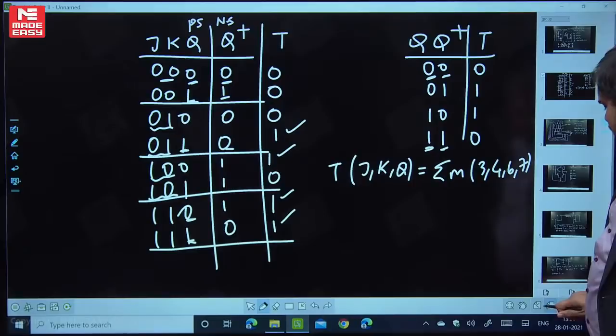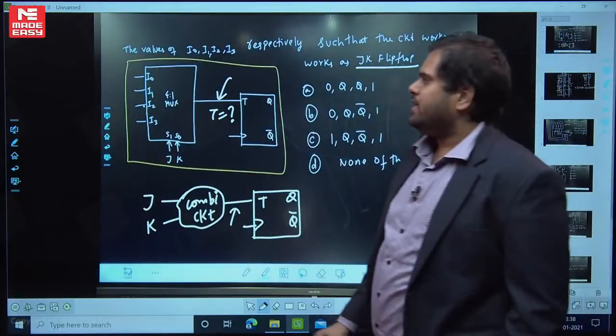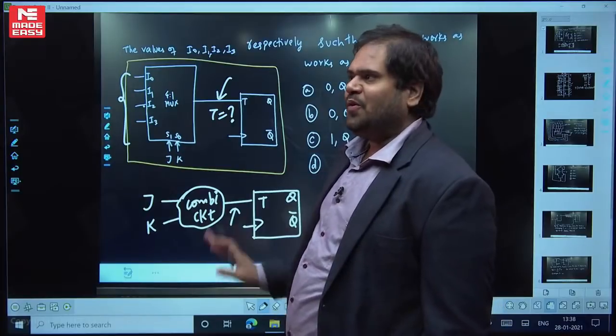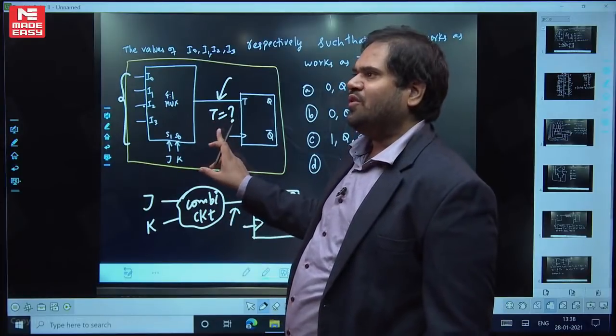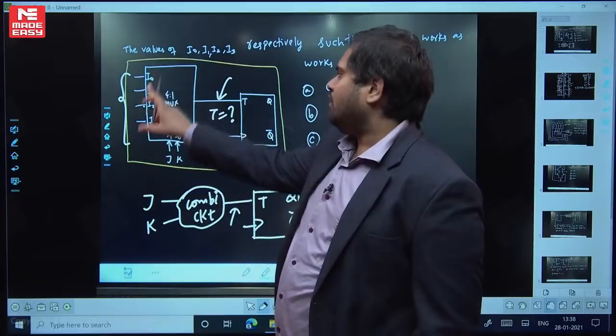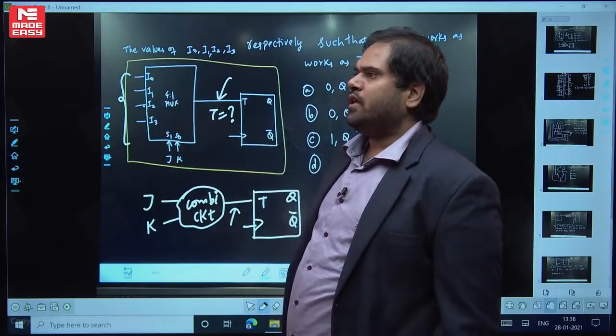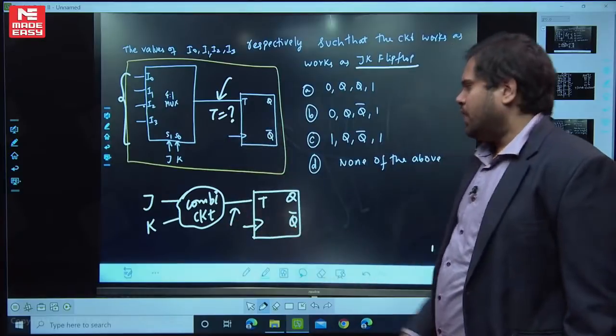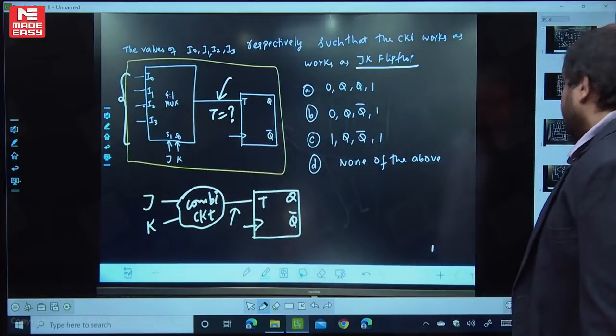Now in the given question, what is he asking? He is asking for the inputs of the multiplexer. We found the T value, and now we have to solve this part of the circuit. How will you do it? It's very simple. You have a function, and we have to solve this. Let's do it.